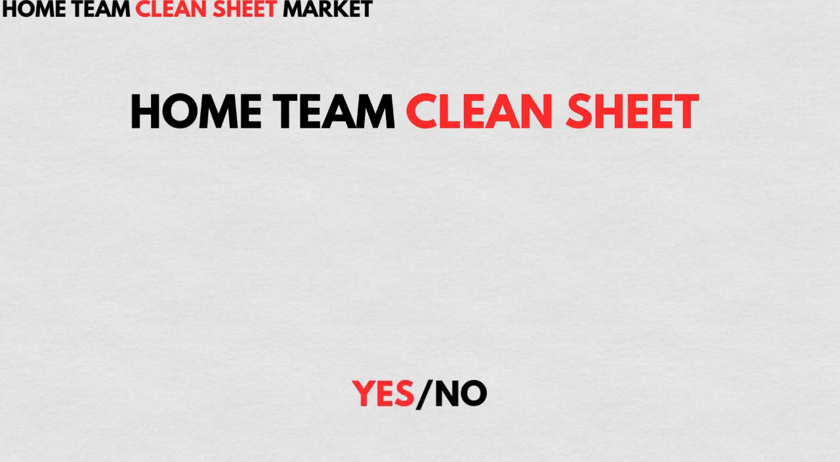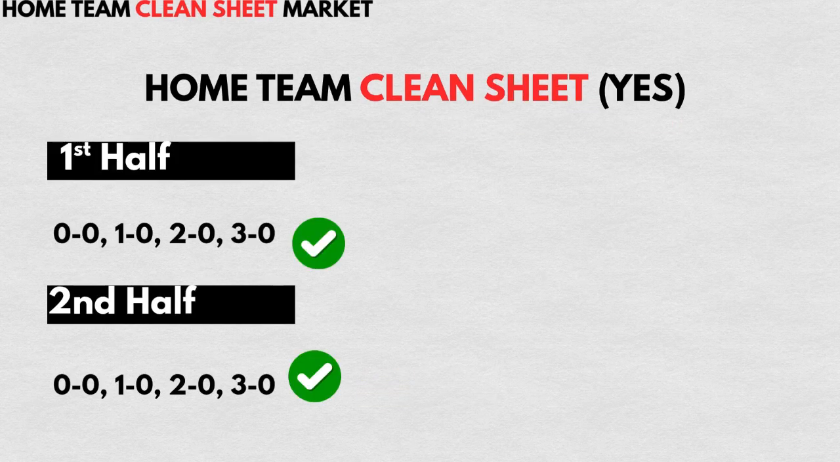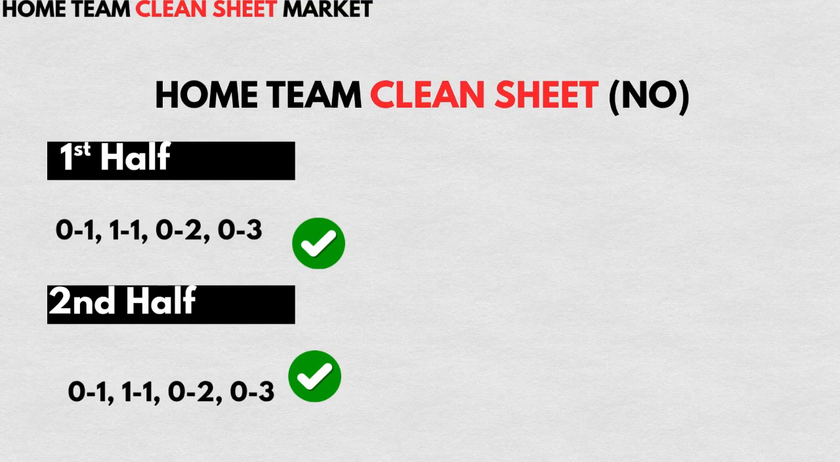Now this particular option is different because it affects the entire match. It is not specific to either the first half or the second half. It applies to both halves. Now if you pick yes, that means you want the home team to keep a clean sheet, and if you pick no, that means you do not want them to keep a clean sheet.